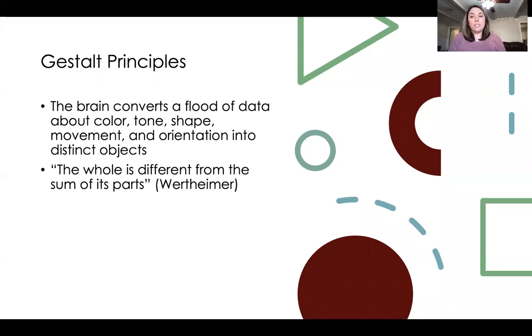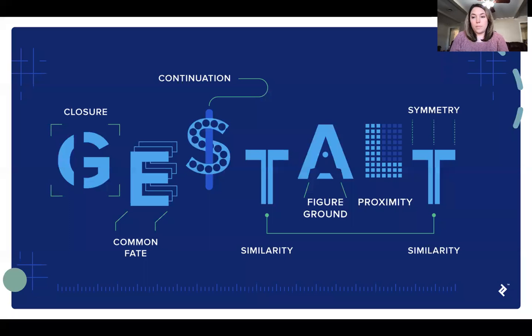So that's basically what these principles are: the brain being able to convert a flood of data about color, tone, shape, movement, and orientation into distinct objects on their own. According to Wertheimer, he describes it as the whole is different from the sum of its parts. And I put this image for you in our learning module just in case you can't see it very well here. It just demonstrates each of the principles that we're going to talk about.